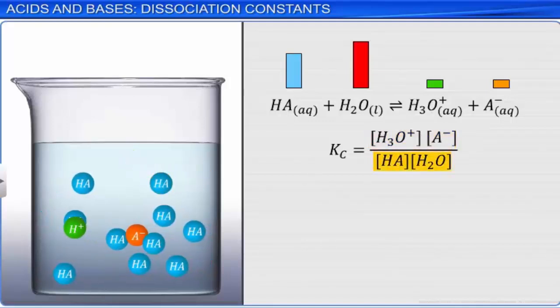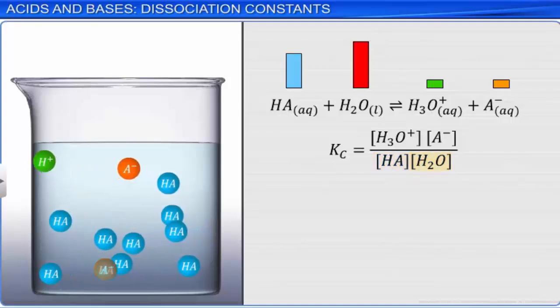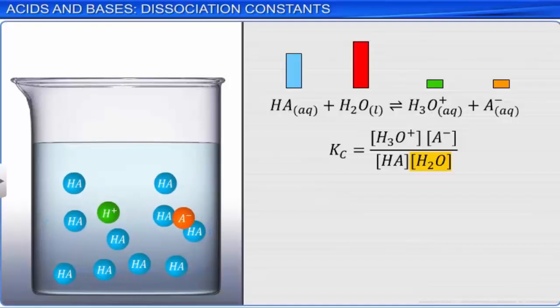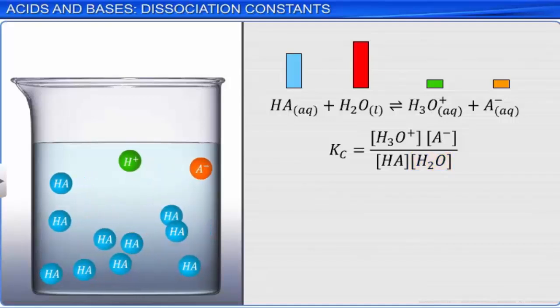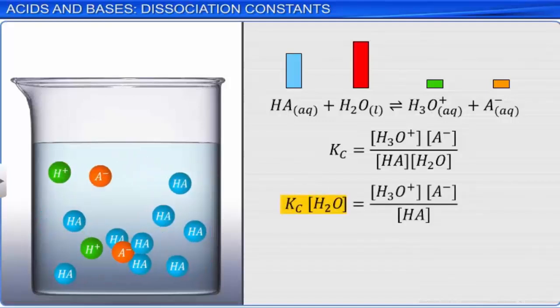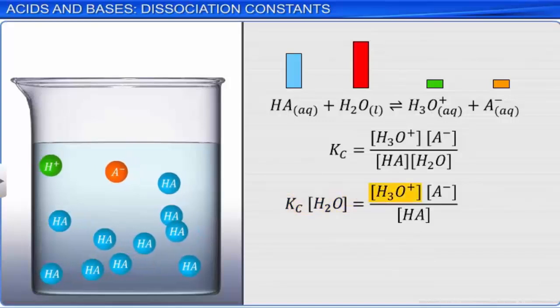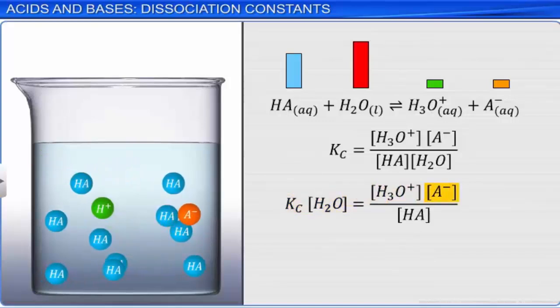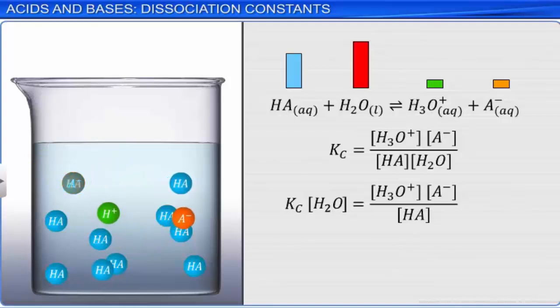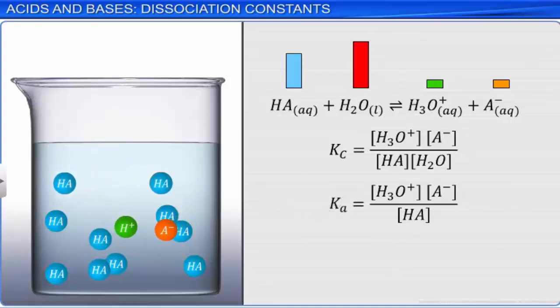As the concentration of water does not change, it can be taken as constant. Hence, it may be written as Kc into H2O is equal to the product of concentration of H3O plus and A minus ions, divided by the concentration of HA. Since Kc and concentration of water both are constants, their product is also constant, and it can be taken as Ka, that is, Ka is dissociation constant of weak acid.